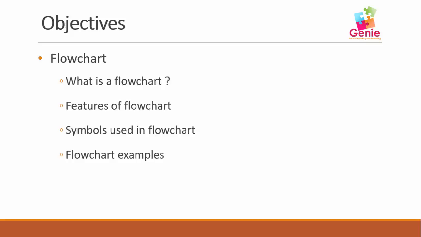We will start with what is a flowchart, how does it look like? What are the various features of a flowchart? How is the flow of program shown in a flowchart? We will look at some basic symbols used in making flowcharts and some examples of the same. So here we go.